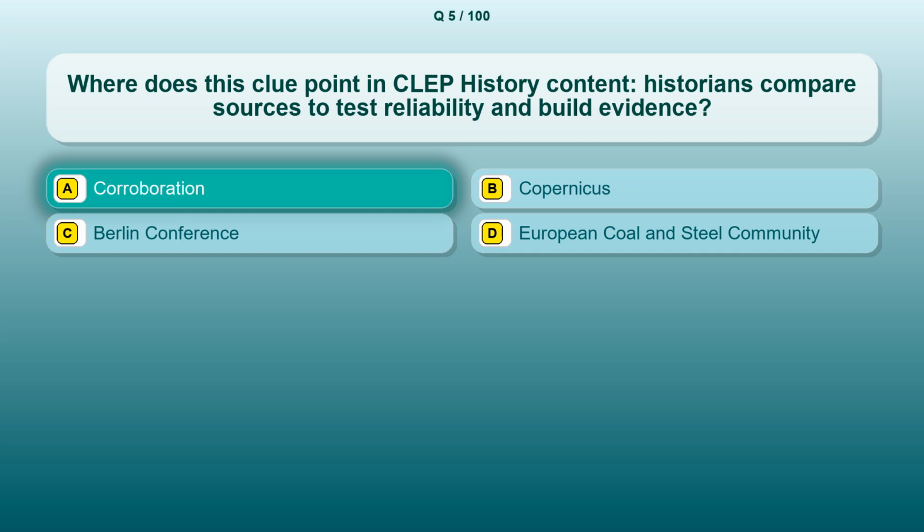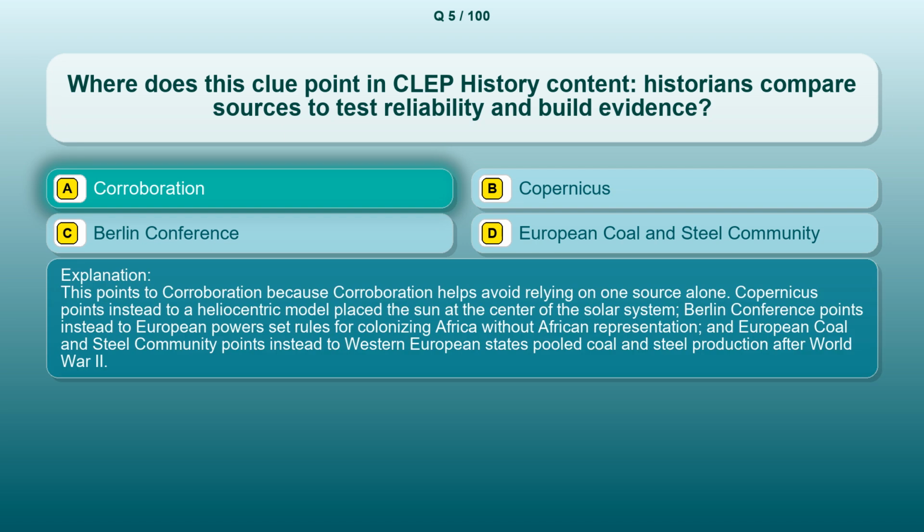The correct answer is option A. Corroboration. This points to corroboration because corroboration helps avoid relying on one source alone. Copernicus points instead to a heliocentric model placed the Sun at the center of the solar system. Berlin Conference points instead to European powers set rules for colonizing Africa without African representation, and European Coal and Steel Community points instead to Western European states' pooled coal and steel production after World War II.